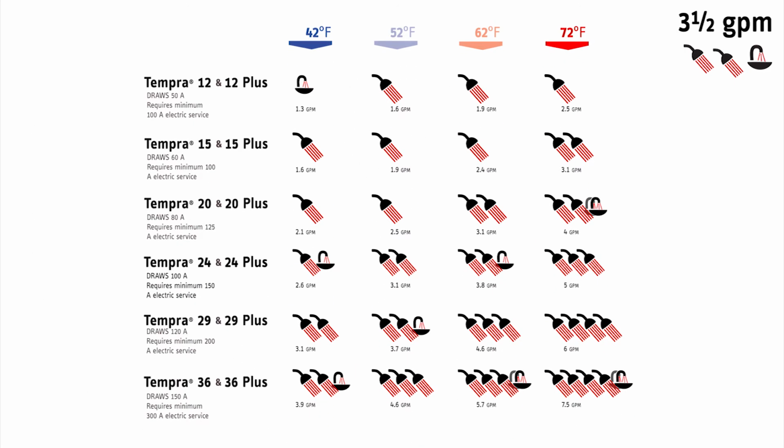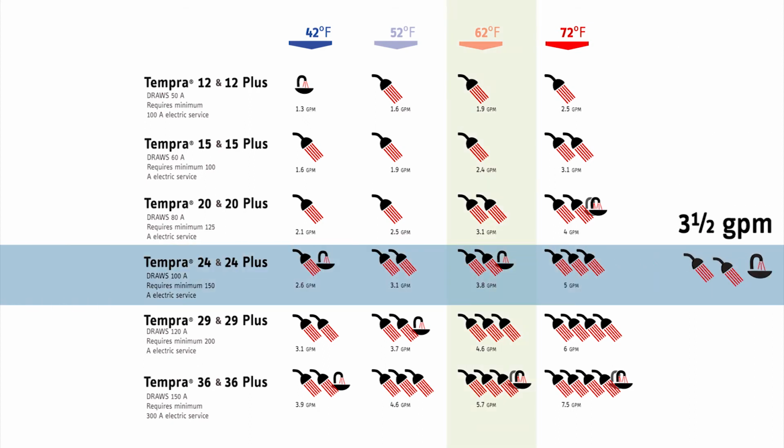Once you have the maximum flow rate for your house, then check the sizing chart to see if the model you're considering can supply that flow rate with the groundwater where you are. For example, in Nashville, Tennessee, the groundwater is 62 degrees. A Tempera 24 will supply a hot water flow rate there of 3.8 GPM. That's enough to simultaneously run two showers and a lavatory sink, or a kitchen sink and a shower.